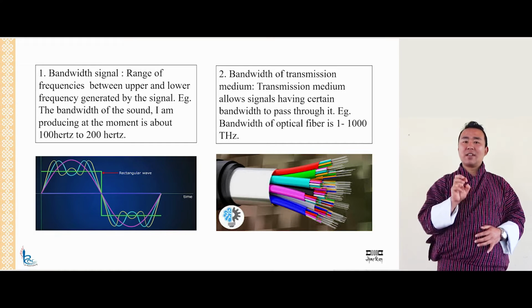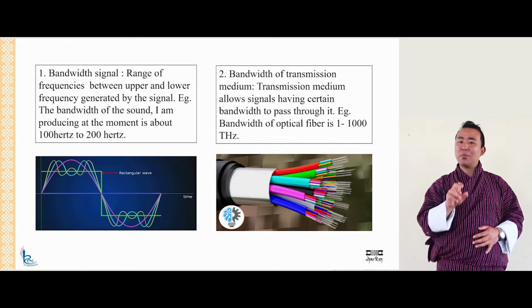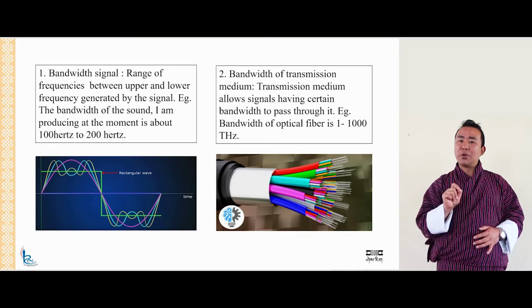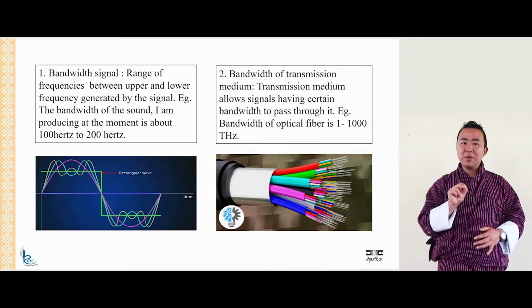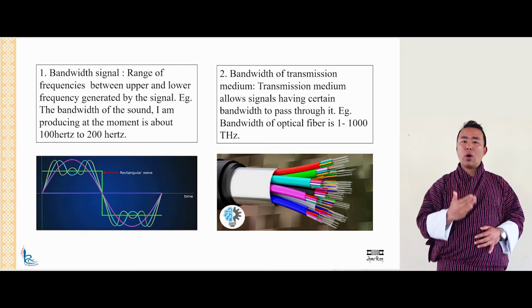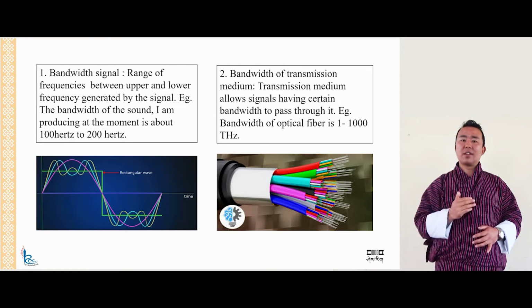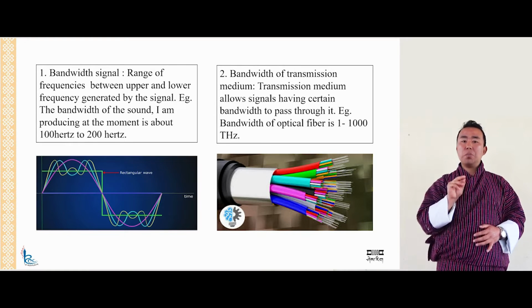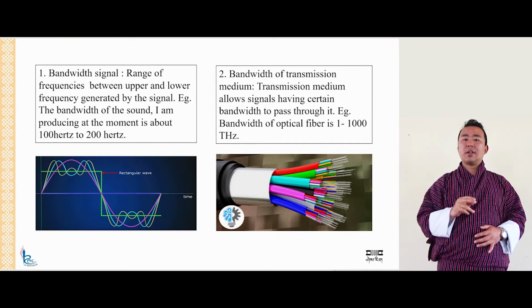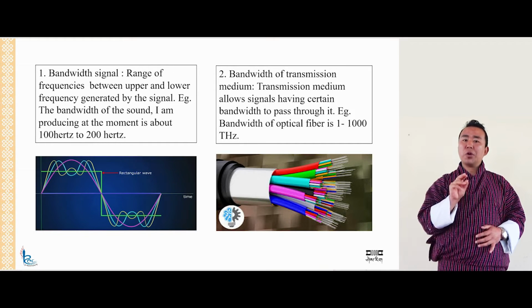For instance, the bandwidth of transmission medium of optical fiber is 1 to 1000 terahertz. It means that optical fiber will allow a signal having 1 to 1000 terahertz. It means that beyond 1000 and below 1 terahertz, optical fiber will not allow the signal to transmit through it.